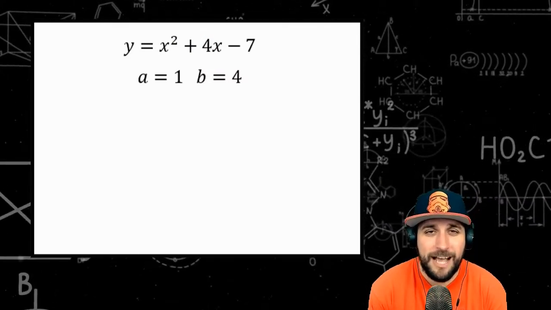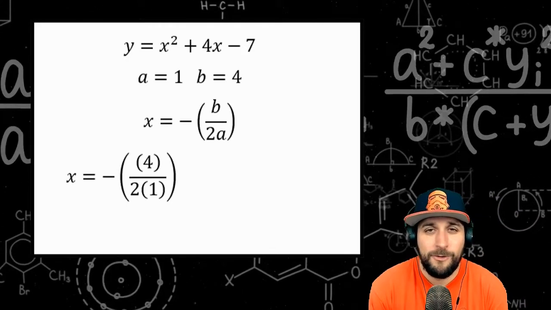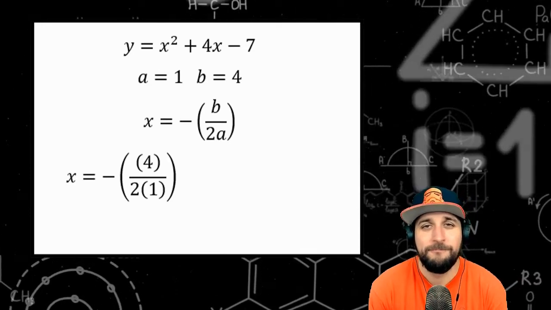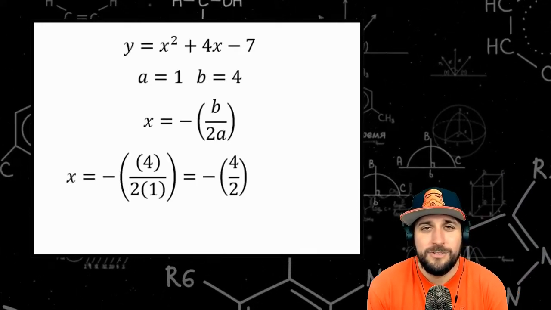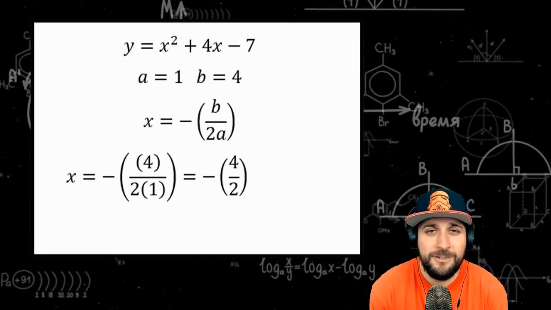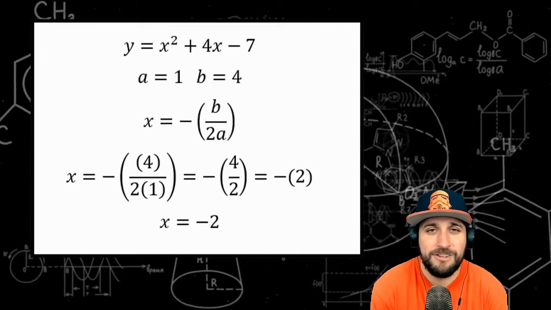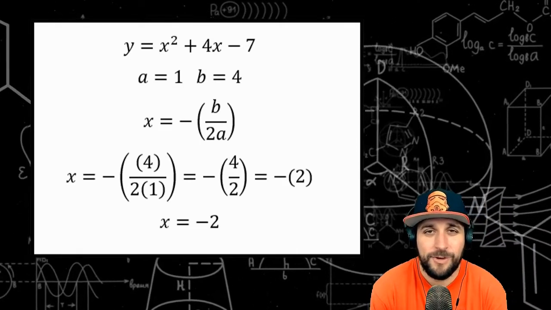We plug that into our formula. The formula was the opposite of b over 2a. So x equals the opposite of 4 over 2 times 1. 2 times 1 is 2, so we get the opposite of 4 over 2. 4 divided by 2 is 2, so my answer is x equals -2. So my axis of symmetry would be at x equals -2.